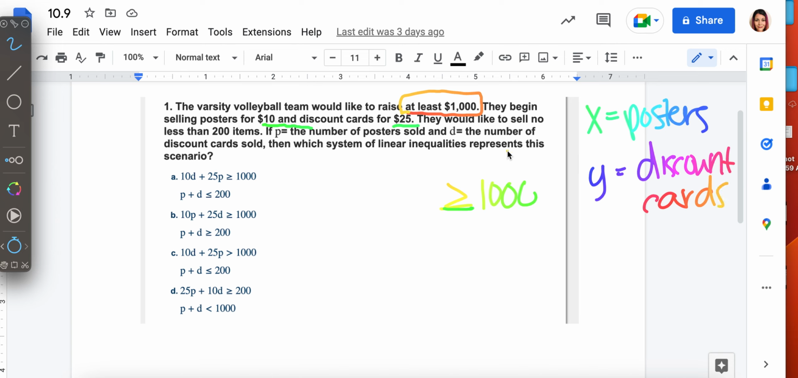Okay, so it's $10 for posters, so that's 10x. That's how we represent that expression. $25 for the discount card, so 25y. And so that's our first inequality.